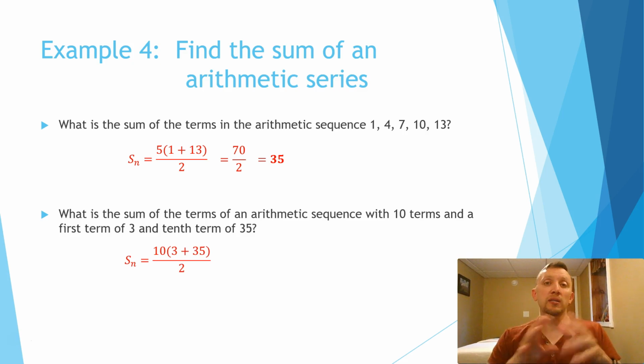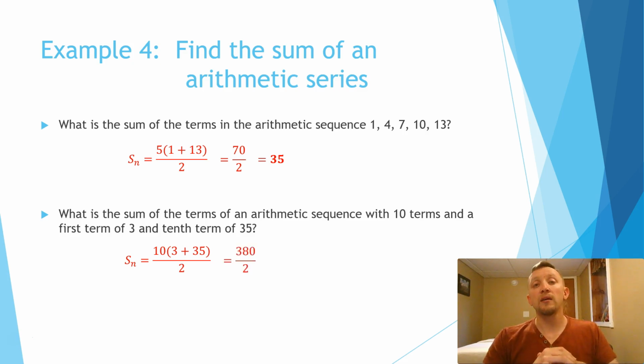So the number of terms, like I said, was 10. Our first term is 3. Our last term is 35. Our 10th term is 35. So if we add those together, 3 plus 35 would be 38. 38 times 10 would be 380. And 380 divided by 2 would be 190. So the sum of that series would be 190. Simple. That's all it is.